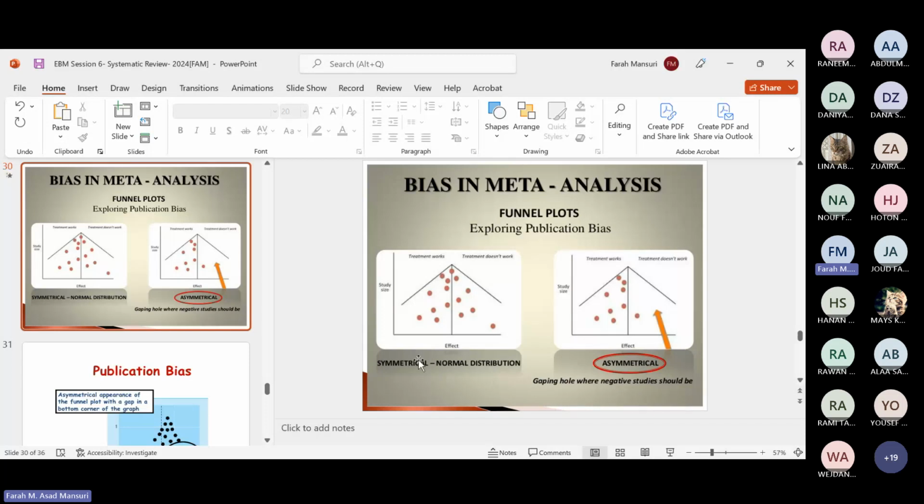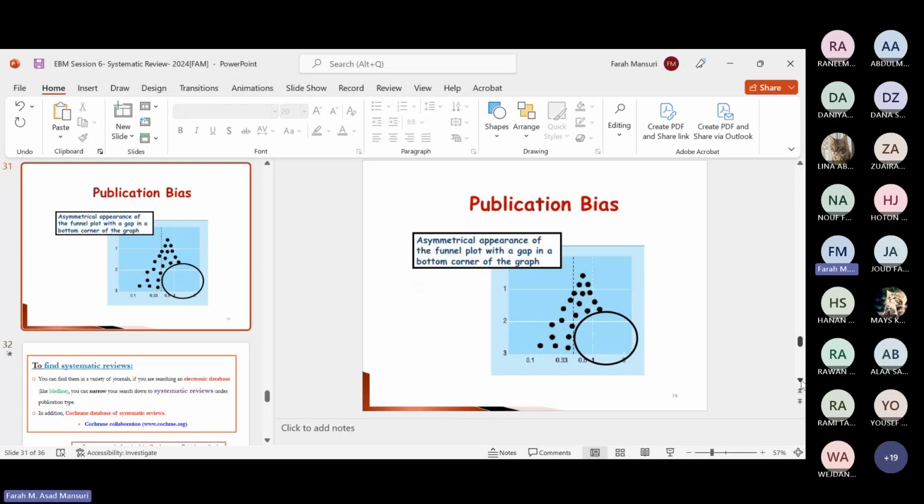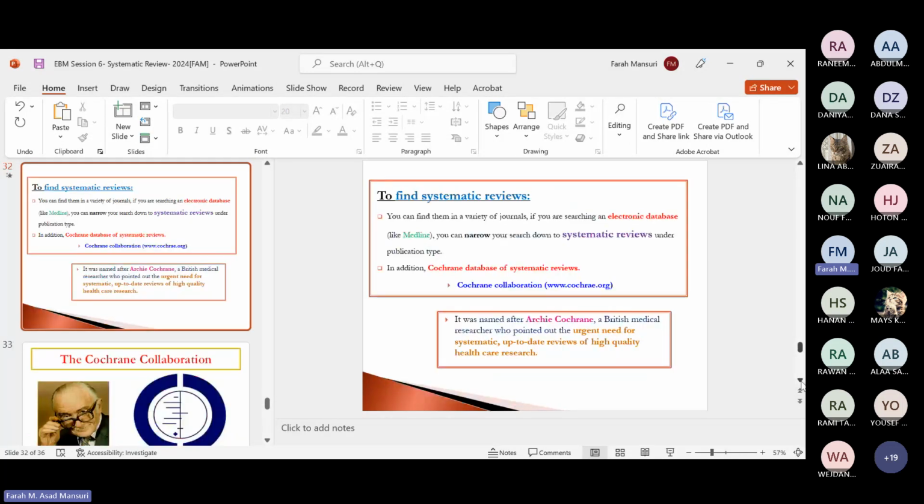Here is an example of the symmetrical one, that is, all those giving the treatment positive is almost equal to that of the treatment negative, the same. So there has to be an equal distribution of this type of studies in order to avoid the publication bias. So this is how it is asymmetry in the graph or in the funnel plot, highlighting that if you are getting such a type of funnel plot, that means publication bias is there in it.